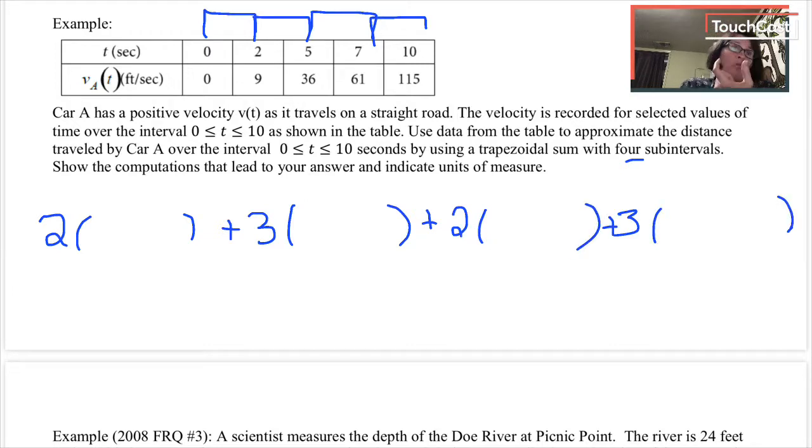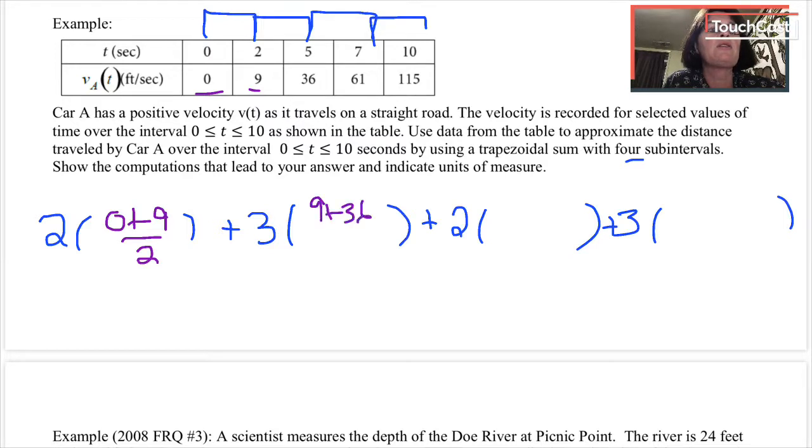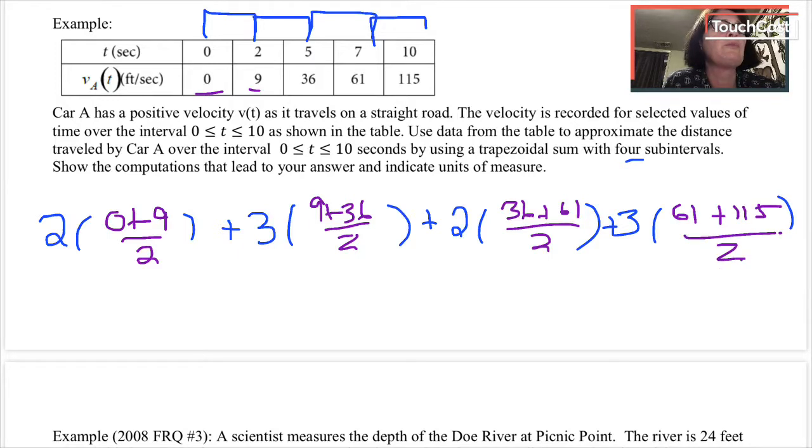What I'm going to multiply the width of every trapezoid by is the average of the two heights. In this case, I don't pick either the left or the right. I take the left and right, and I'm going to average them. So 0 plus 9 over 2, 9 plus 36 over 2, 36 plus 61 over 2, and 61 plus 115 over 2.